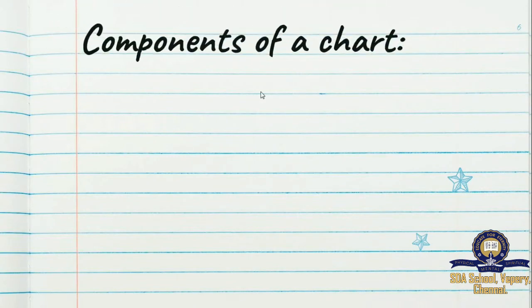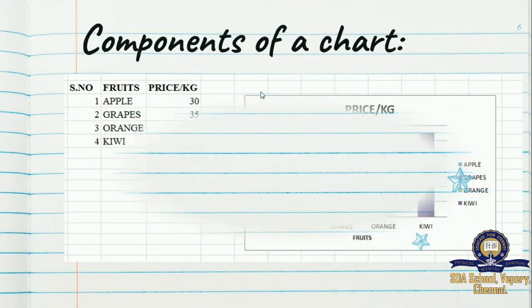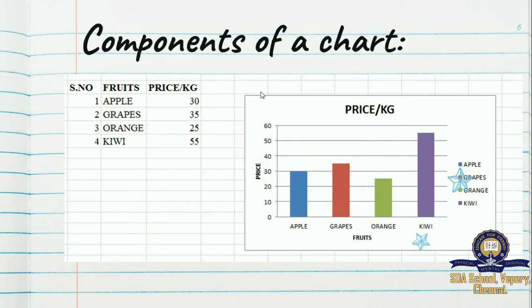Now we are going to see the components of a chart. For this, I have created a sample chart. Later I'll tell you how to create a chart. For 4 items, I am giving you the price. You all know how to enter the data: serial number, fruits, price per kg. Serial numbers 1, 2, 3, 4, and fruits are apple, grape, orange, kiwi. 30, 35, 25, 55 are the rates for the fruits.